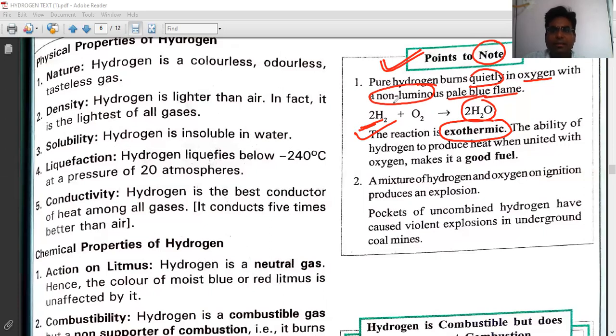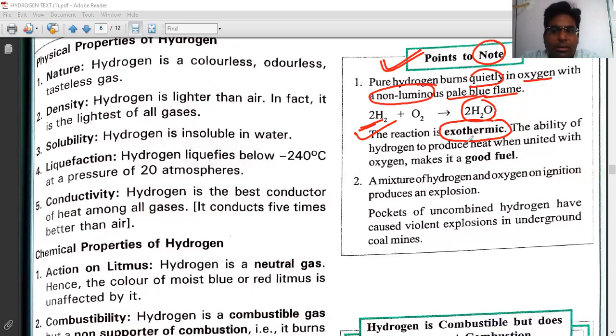हाँ लेकिन उतना क्वाइट ब्लू फ्लेम नहीं मिलता है ना, non-luminous pale blue flame we are getting, but that is the pure form of the hydrogen gas now, and we are getting it, sir.